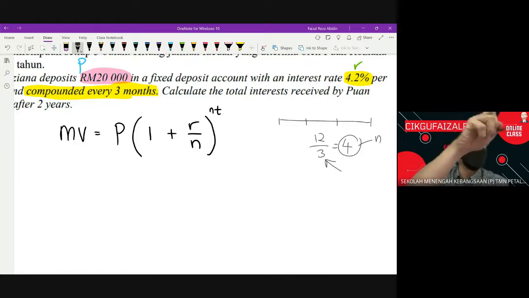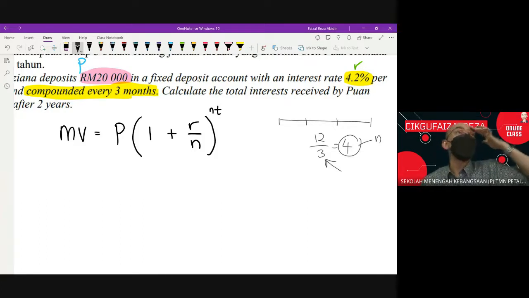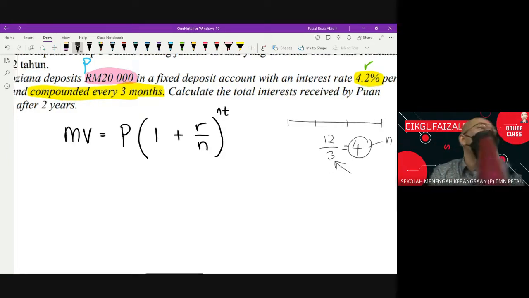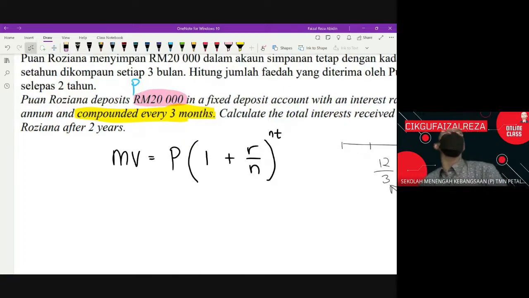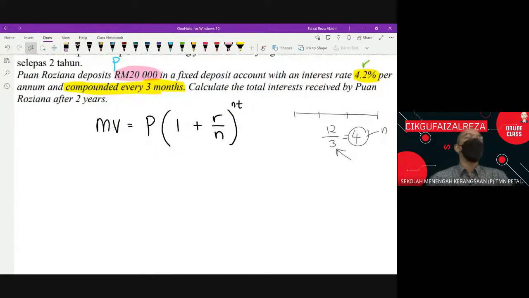Every 1 year is going to be compounded 3 months, compounded 3 months. It's going to be a complete 1 year, 12 months. Can you understand? Okay, be careful. Do not straight away say, compounded every 3 months, so 3 months here is our N. Wrong. That's why I said you must know how to do your substitution over here.